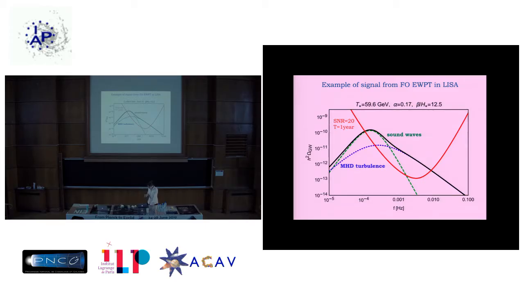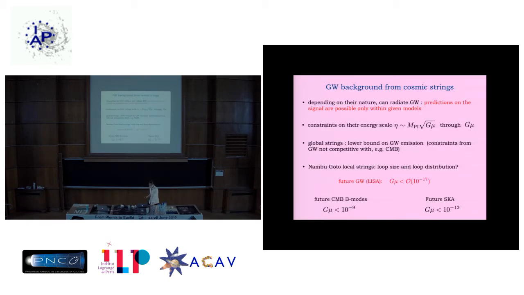And this is one example of a signal in a BSM scenario that was proposed before, independently of the gravitational wave production. So again, the energy density as a function of frequency. The red curve is the LISA sensitivity, and this is the typical spectrum of gravitational waves that one expects.